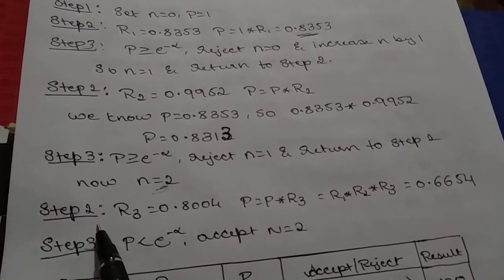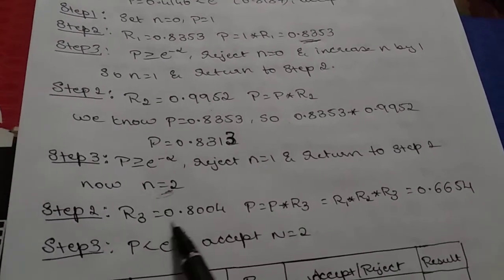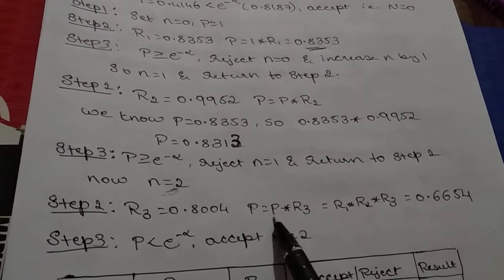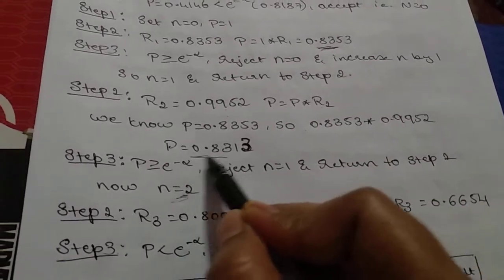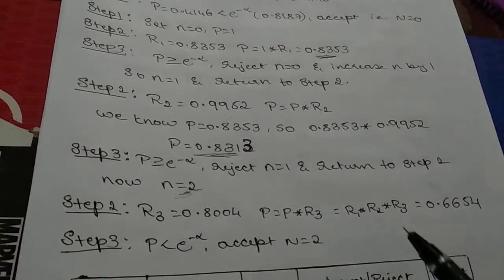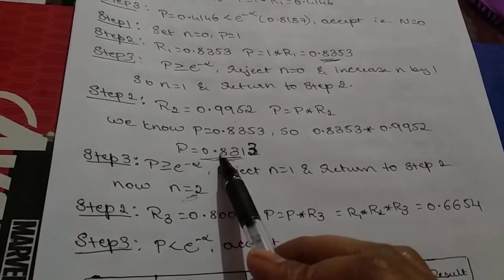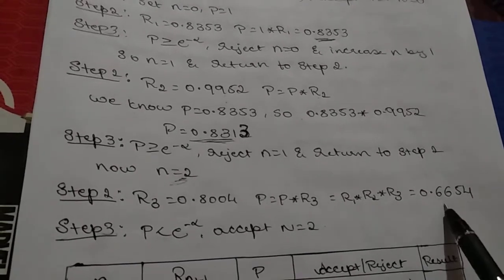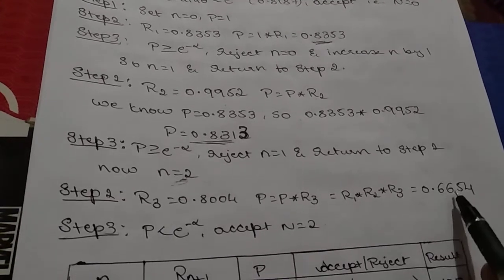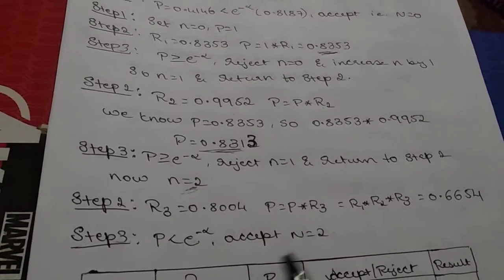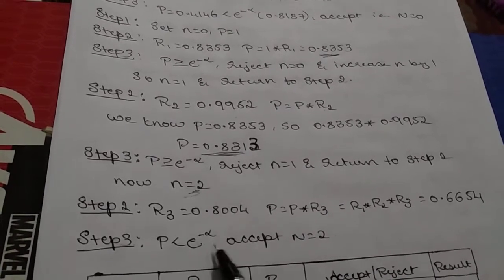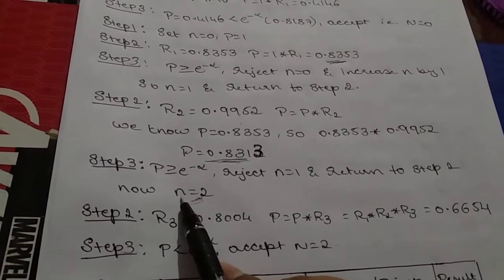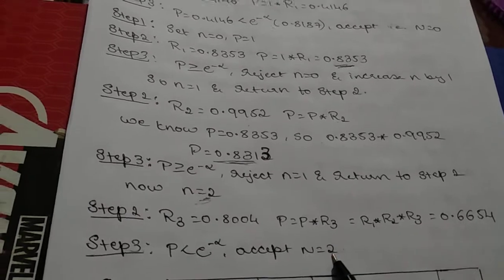Now again step 2. The next random number, the fifth random number, I am taking as R3, that is 0.8004. Again, you have to do P into R3. What is the new P value? It is 0.8313. This is R1 into R2, is it not? So, P into R3 gives 0.6654. Then check P less than e power minus alpha. Because 0.6654 is less than our e power minus alpha value of 0.8353, it is accepted and N is equal to n. That is, capital N is equal to small n. What is the value of n here? 2. So, I am just taking 2.